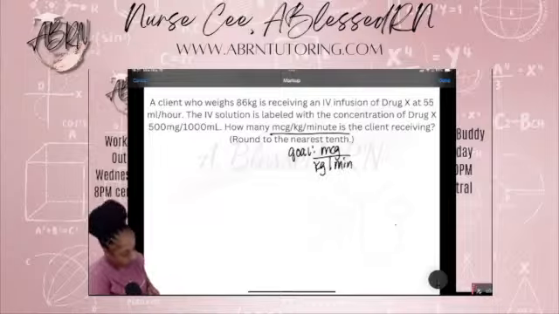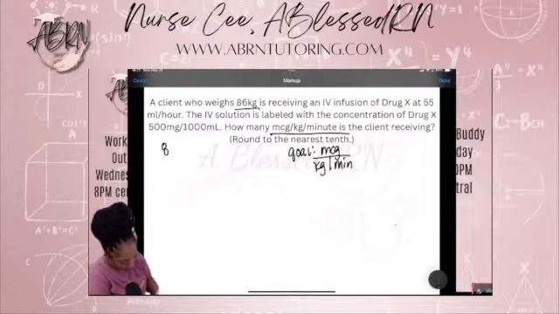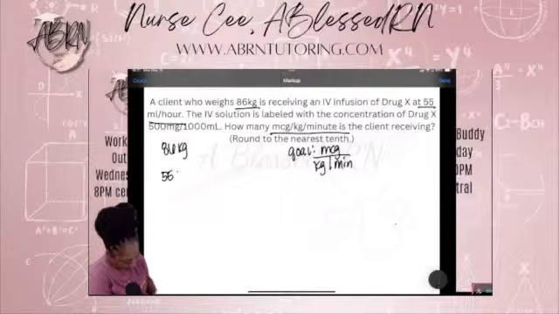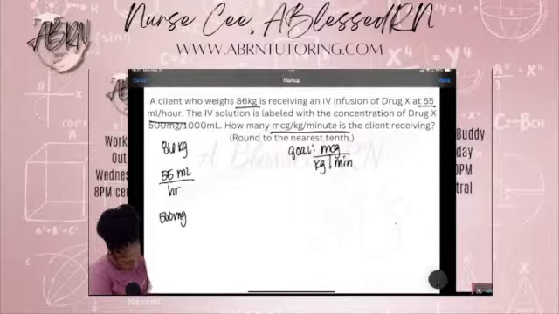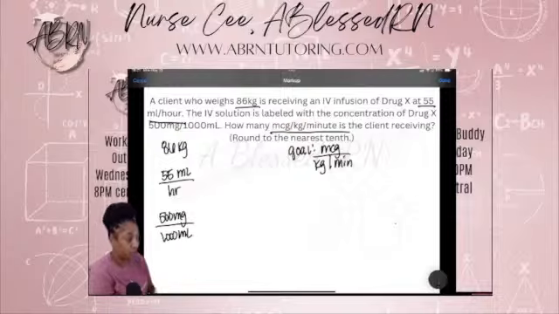So what are our puzzle pieces or our relationships? They are 86 kilograms because that's how much your patient weighs. The drug X is going at a rate of 55 milliliters per hour. And then we have 500 milligrams per 1,000 milliliters. So we start with what it is that we're looking for. We do have a milligram, but we don't have a microgram. But we're still going to start with it, okay?